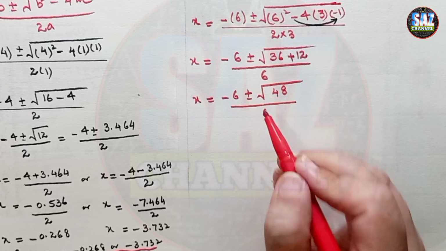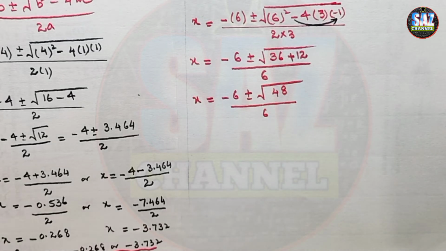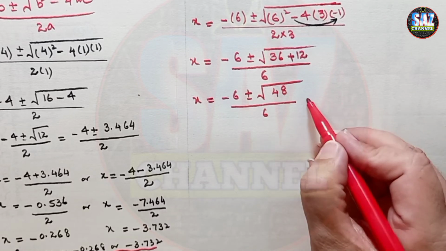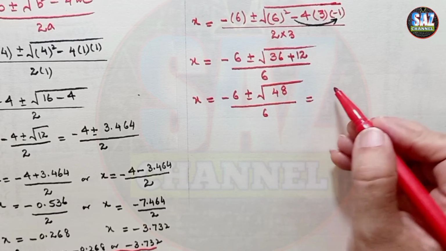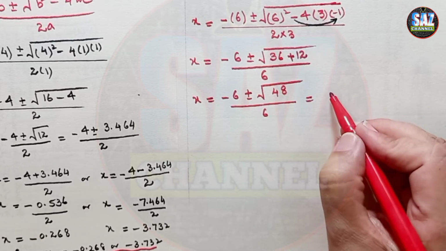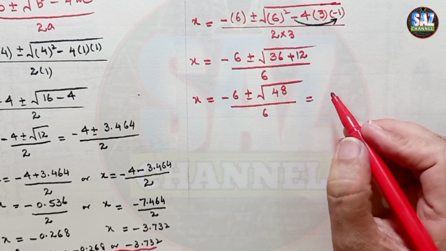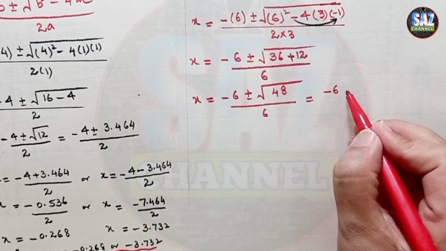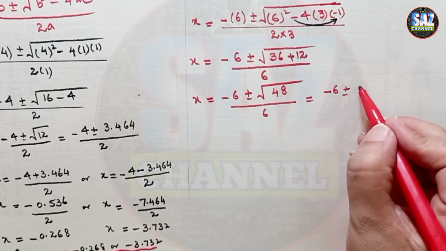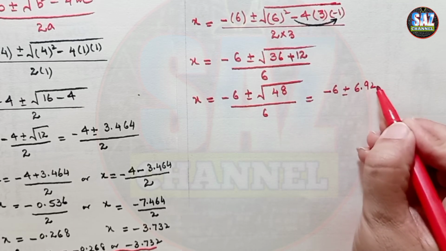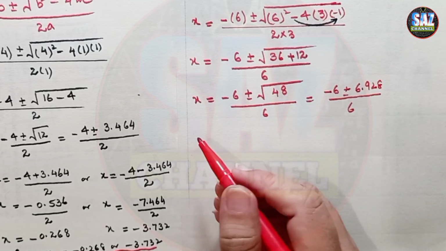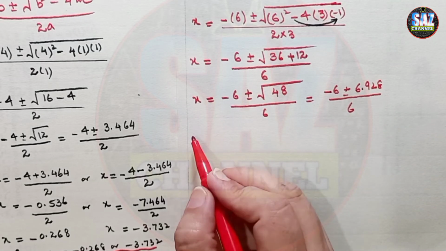And now we have to check the square root of 48. Square root of 48 will be 6.928. This is closer to 49, and the square root of 49 is 7. You have to go for mental calculations as well. Plus minus 6.928 upon 6. Now we have to go for the either-or condition.